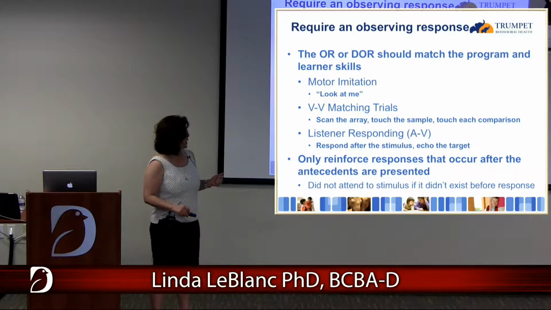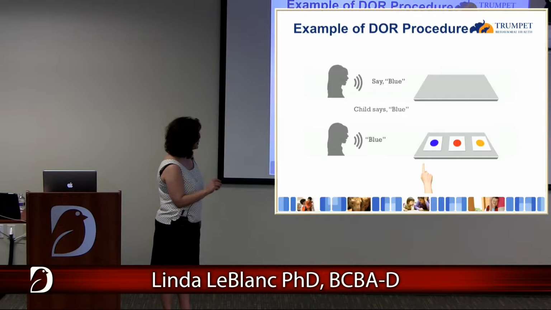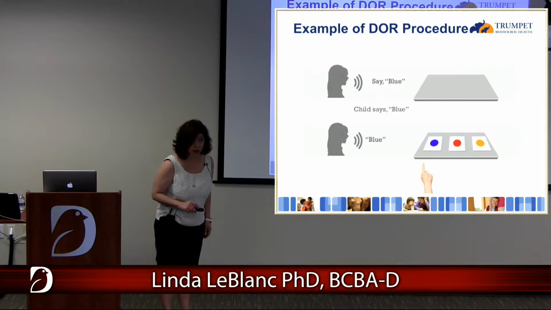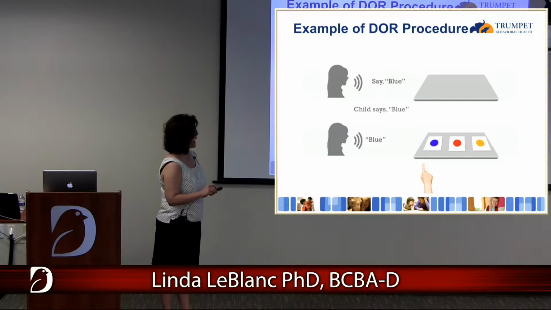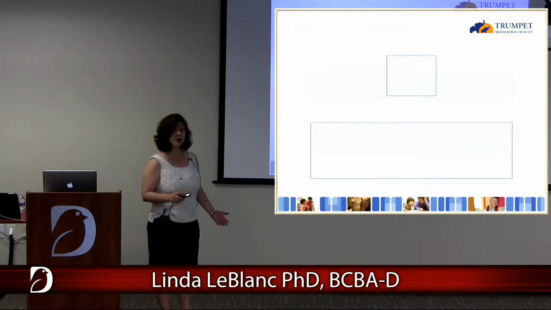So here's what that might look like. This would be a differential observing response. I say blue, and there's no array out there yet. You can't pick one yet because it's not out there. The child says blue, and now I present the array, and the child scans and points to one. Okay. This is another option.